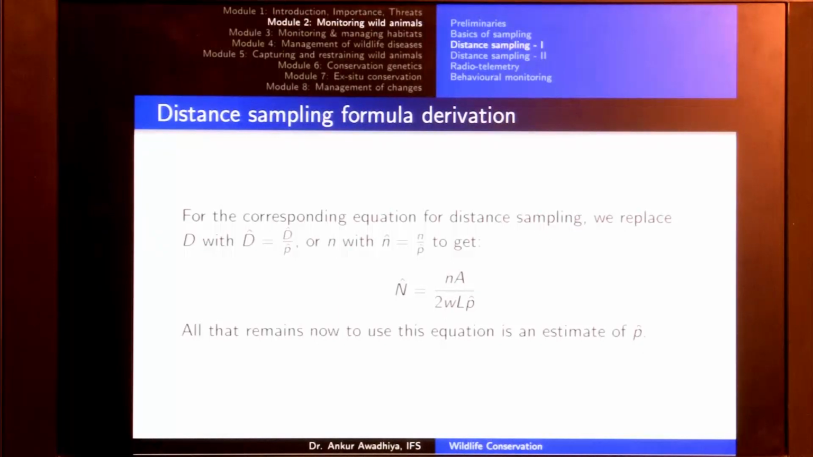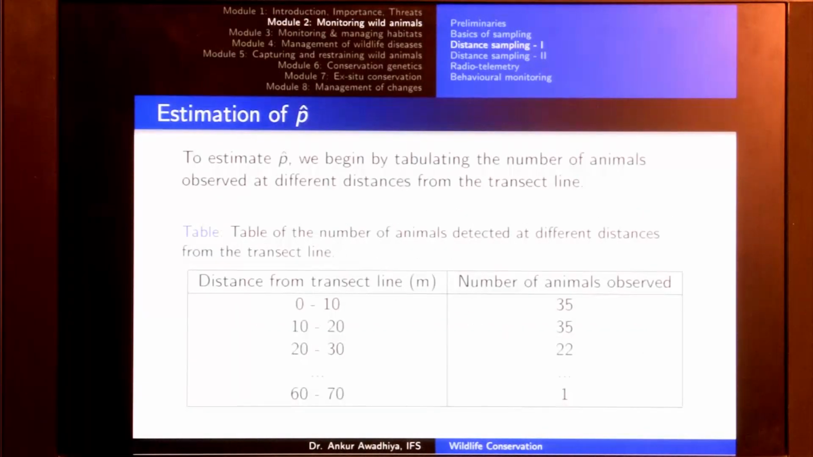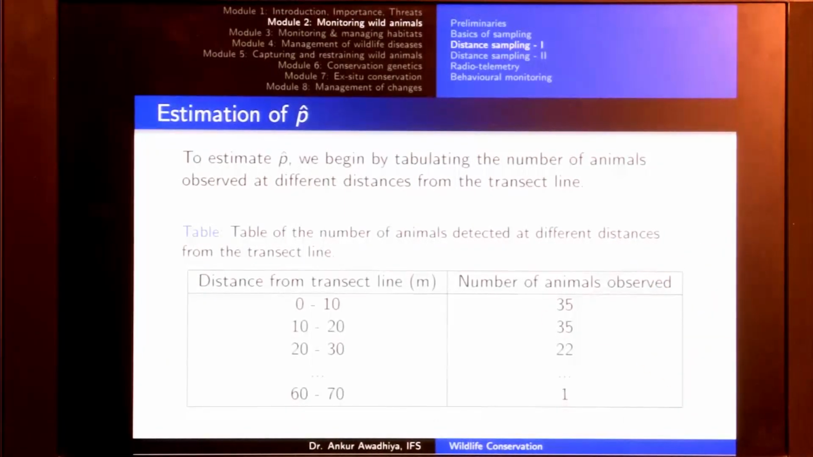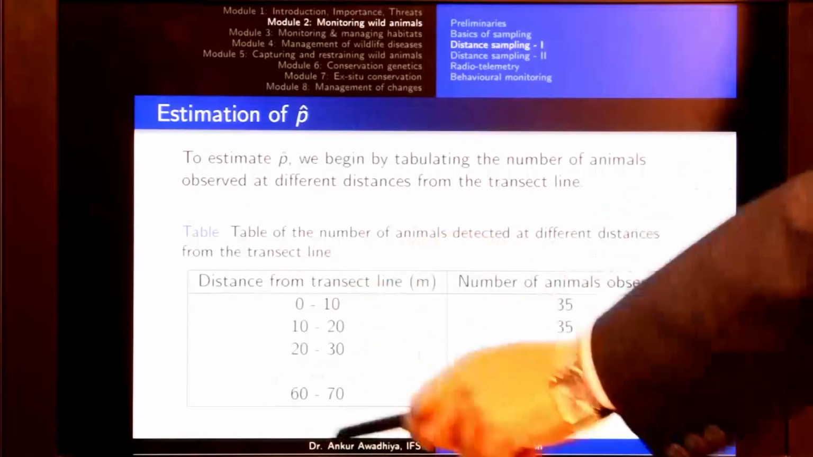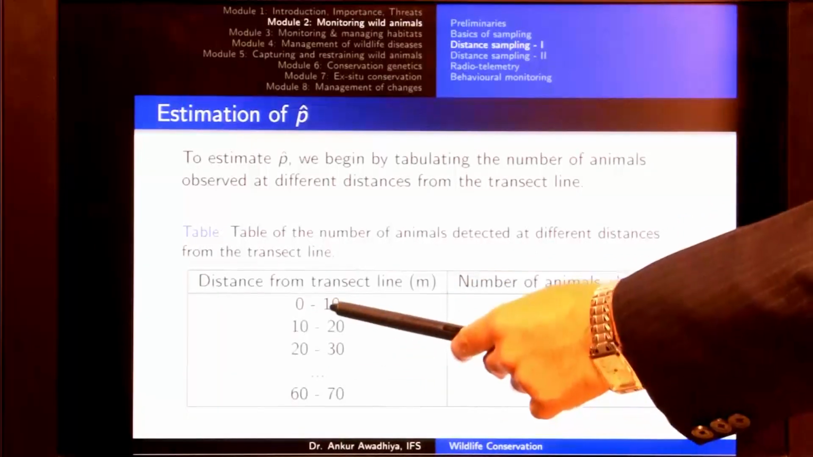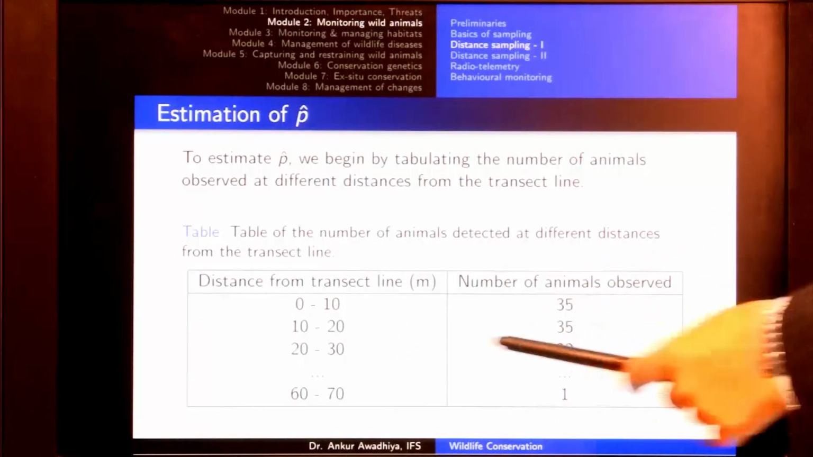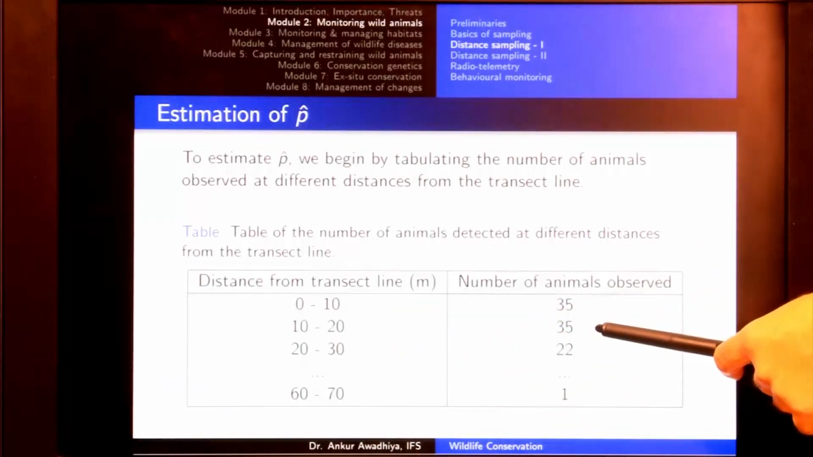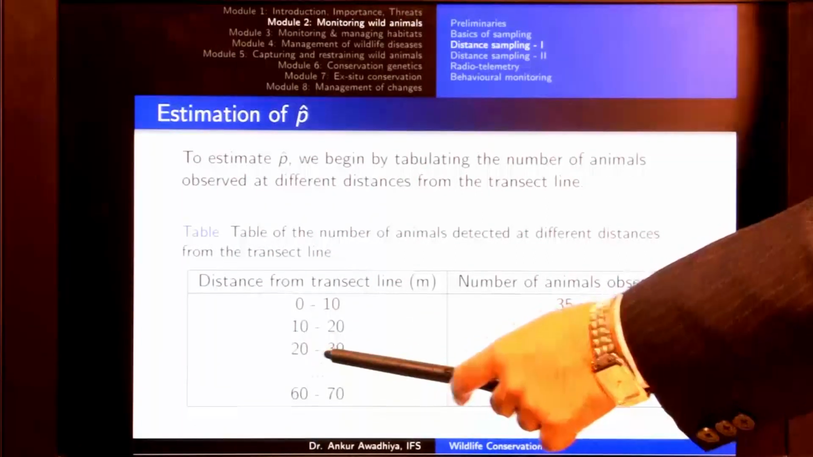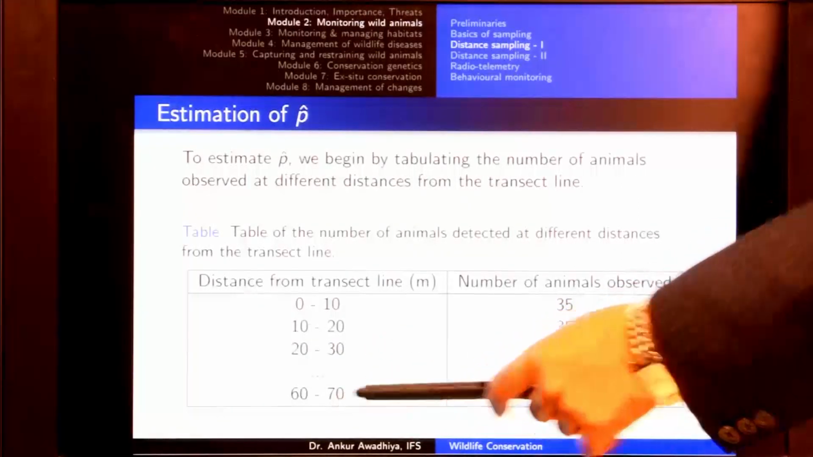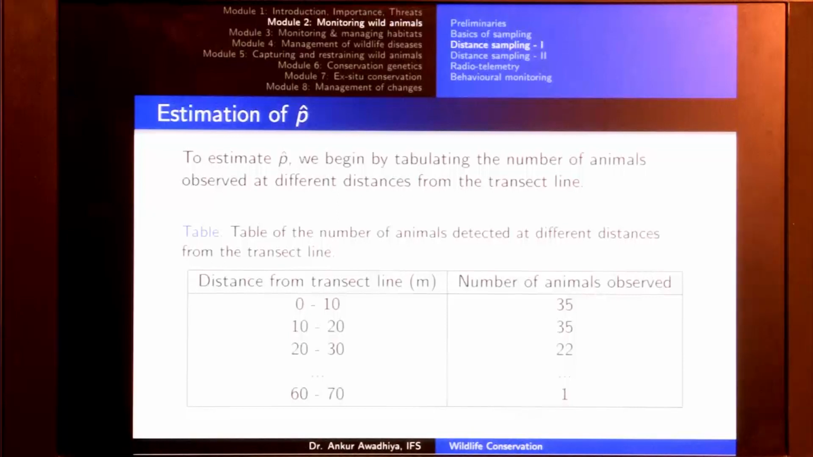So, how do we estimate p hat? To estimate p hat, when we are walking on a transect line and seeing animals, we find out the distance of these animals from us, and then we group them into a number of categories. Suppose we saw 35 animals at a distance of 0 to 10 meters, 35 animals at a distance of 10 to 20 meters, then at 20 to 30 meters we saw only 22 animals, and at 60 to 70 meters we saw only one animal.